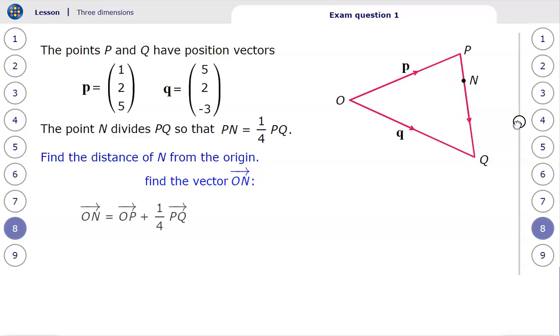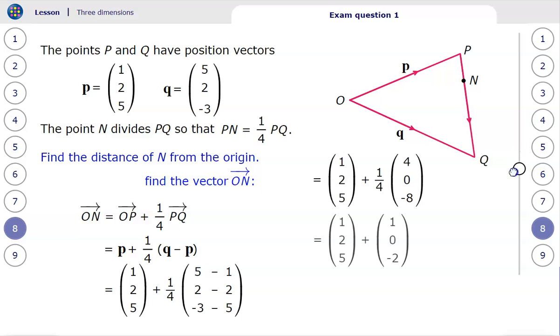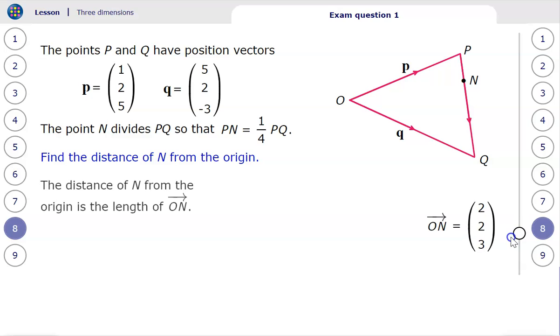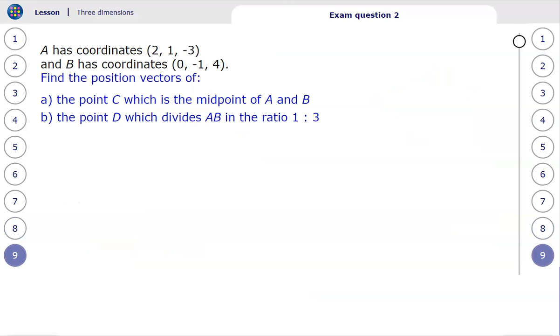So if I want to get my position vector for N, it's going to be OP plus PN. PN is a quarter of that full length, so all I have to do is then plug in the values that I have for that. It's going to be position vector P plus a quarter of Q minus P. I plug those values in, and I get my position vector for N as being 2, 2, and 3. Having got my position vector for N, all I then need to do is plug that into the Pythagorean formula, and I'm going to get that the distance of N from the origin is going to be root 17 units.